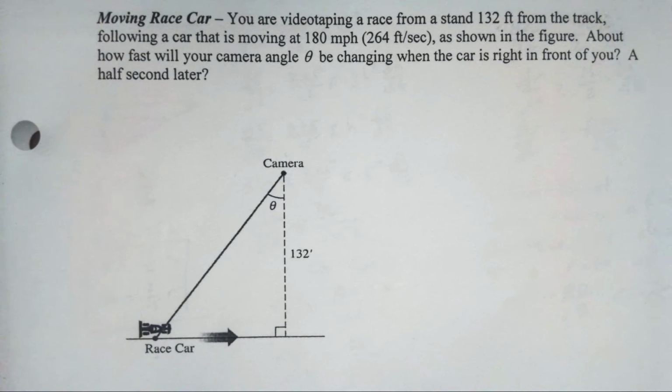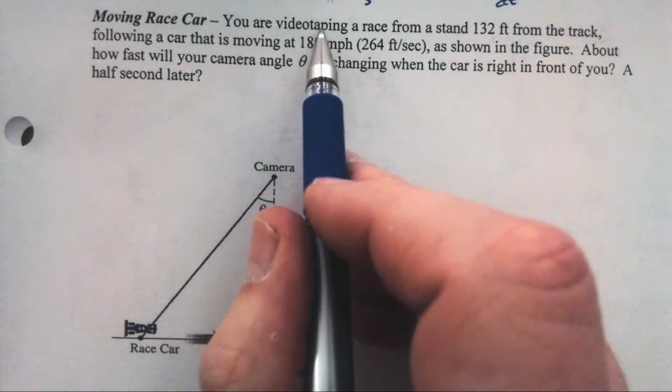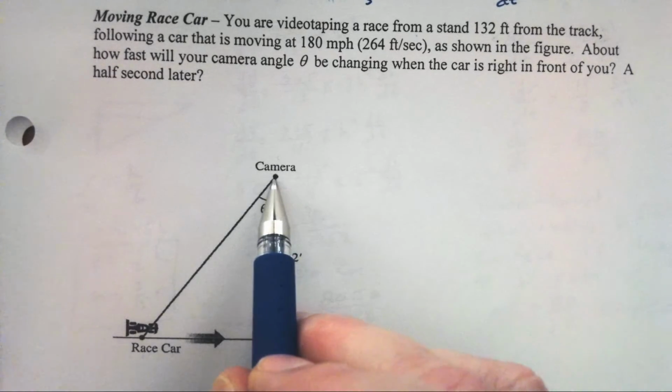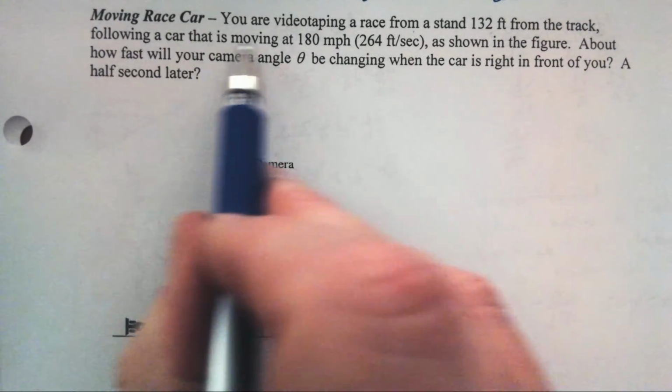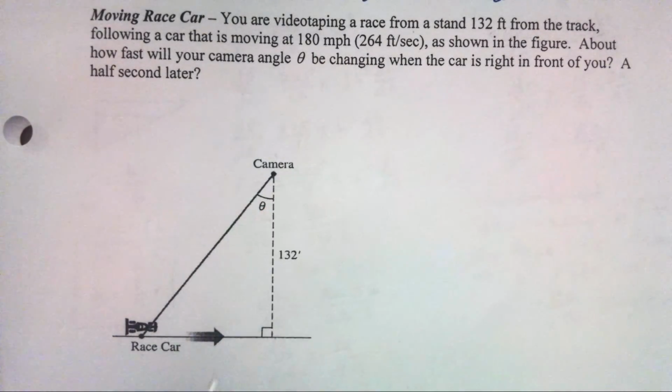Okay, lots of different problems. The good news is they really fit into about 3 to 4 different categories. You're going to see a lot of similarities here. We got a pretty good cross-section of types of problems here. You were videotaping a race from a stand 132 feet from the track. It's my closest distance. Following a car that's moving at 264 feet per second.